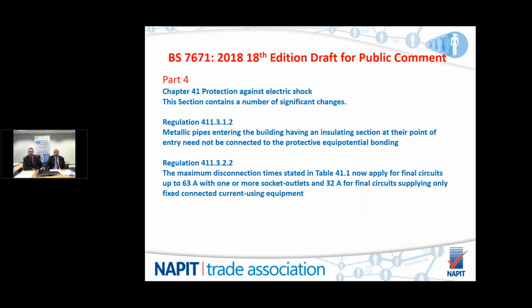So, Regulation 411.3.1.2: metallic pipes entering a building having an insulating section at their point of entry now need not be connected to protective equipotential bonding. The disconnection times stated in Table 41.1 now apply for final circuits up to 63 amps with one or more socket outlets, and 32 amps for final circuits supplying only fixed connected current-using equipment.